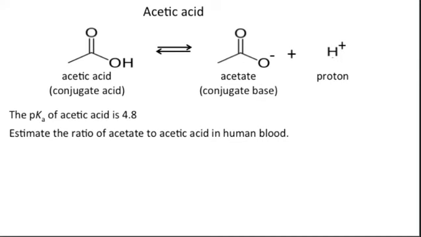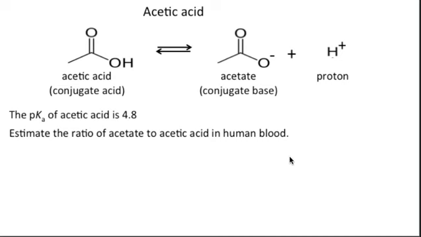How about an acetyl group? For example, acetylcholine can be broken down to make acetic acid. So we have acetic acid in your blood. What will be the ratio of conjugate base to conjugate acid? Try to make an estimate.